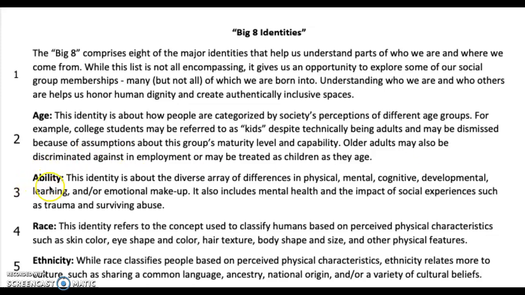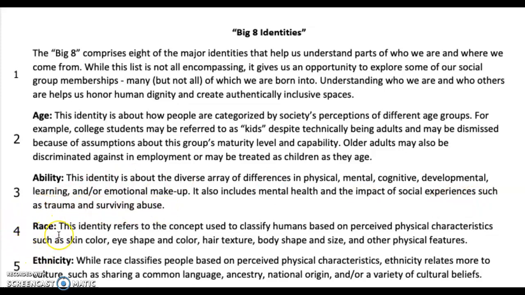Paragraph 3, ability. This identity is about the diverse array of differences in physical, mental, cognitive, developmental learning, and/or emotional makeup. It also includes mental health and the impact of social experiences such as trauma and surviving abuse.